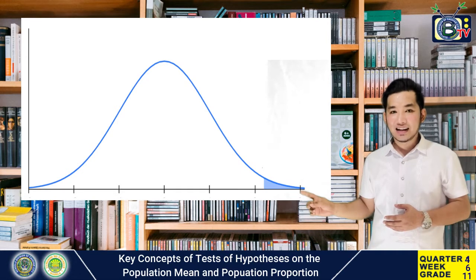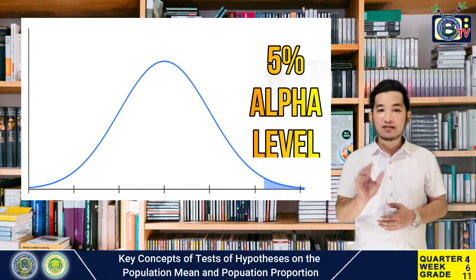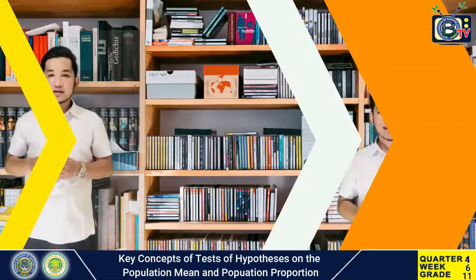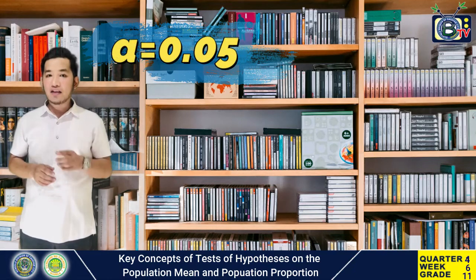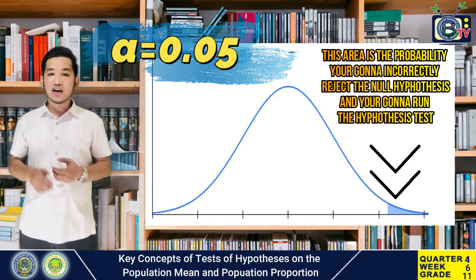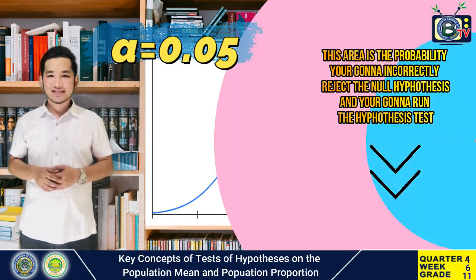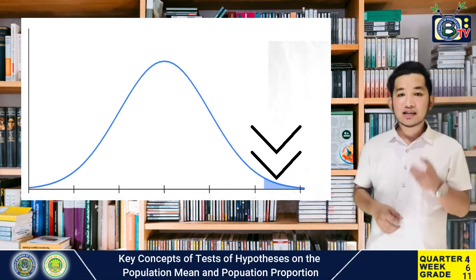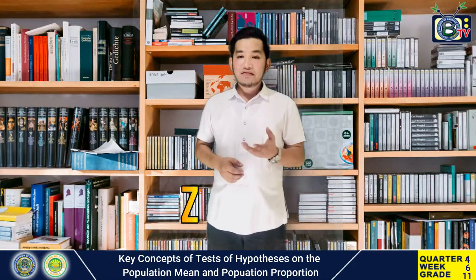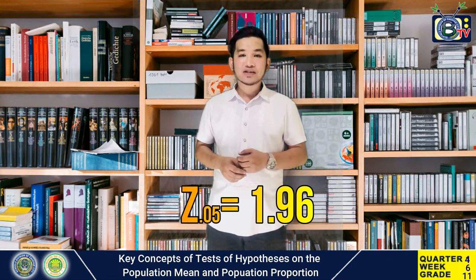This area is a tail, and it is our 5% alpha level, and the remainder of the distribution is 95%. We can say that our alpha level is 0.05. What it means is, this area is the probability you're going to incorrectly reject the null hypothesis when you run the hypothesis test. This is a normal distribution, and you're going to find the z-value. The z-value corresponding to a tail of 5% is 1.96.